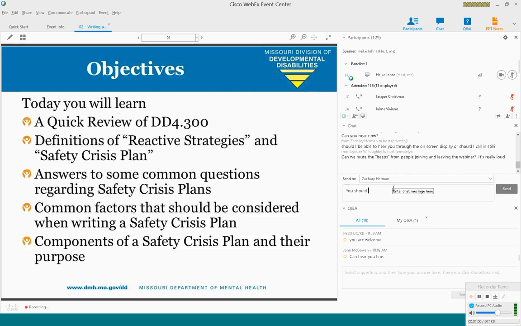So today we're going to do a real quick review of the Directive. We're going to define what a reactive strategy is, and specifically talk about those reactive strategies that we're most concerned about. We're going to talk about what a safety crisis plan is. I'm going to answer some common questions about safety crisis plans, which is probably what 125 of you are here to learn about. We're going to talk about what common factors you should be considering when you're writing a safety crisis plan, and then we're going to end off talking about what the components are, kind of an option of how you might lay them out, and what the purpose of each part is.